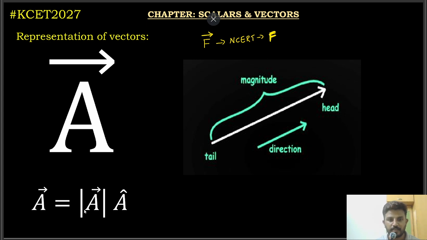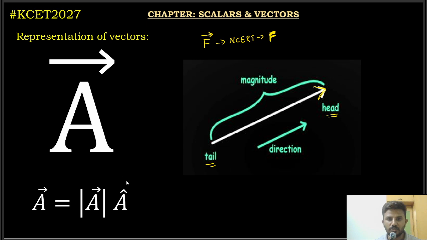While writing in your notes, or in board examination answers, you may have to write this arrow symbol. If you consider this arrow separately, one end represents the tail and the other end represents the head; tail to head gives the direction of the vector. The length of the arrow gives the magnitude, and the direction of the arrow gives the direction in which the vector is acting.